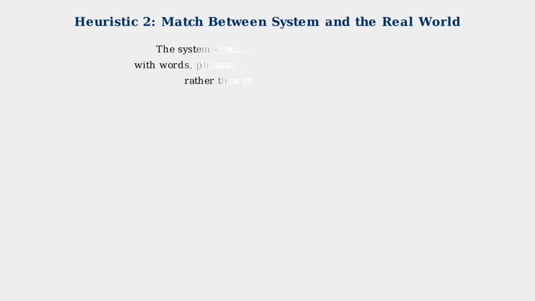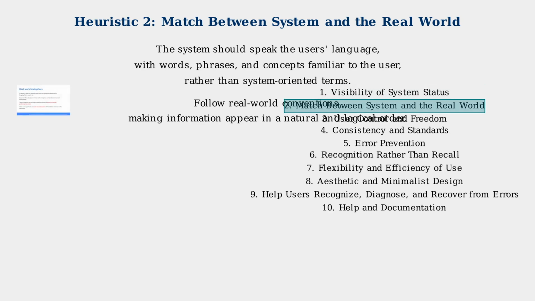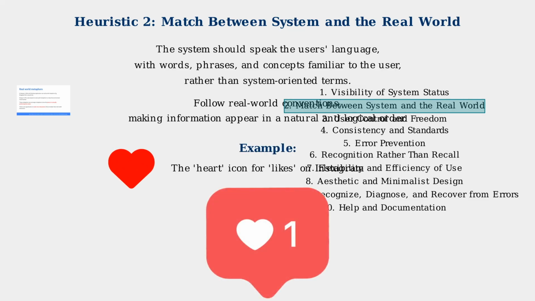Heuristic 2 focuses on the match between system and the real world. The system should speak the user's language, using words, phrases, and concepts that are familiar to the user, rather than technical system-oriented terms. It should follow real-world conventions, presenting information in a natural and logical order that users expect. For example, the heart icon for likes on Instagram uses a familiar symbol from the real world, a heart representing affection or liking something. This makes the action intuitive and recognizable to users.